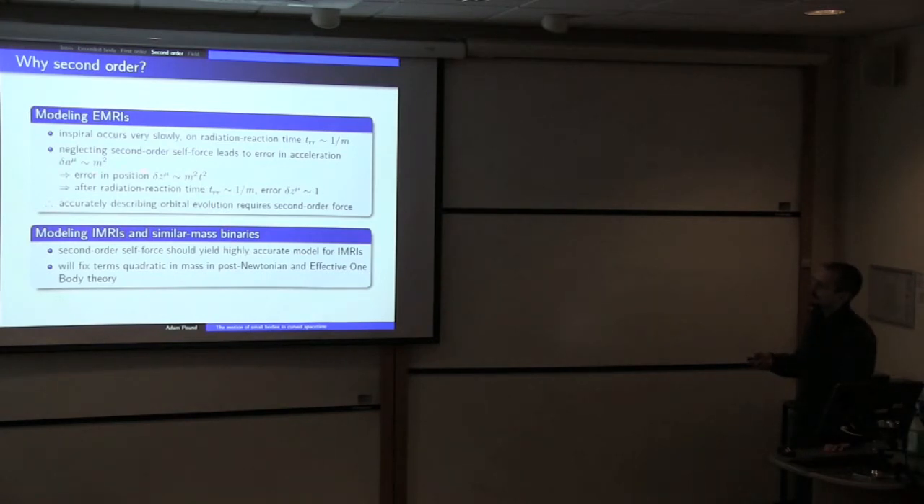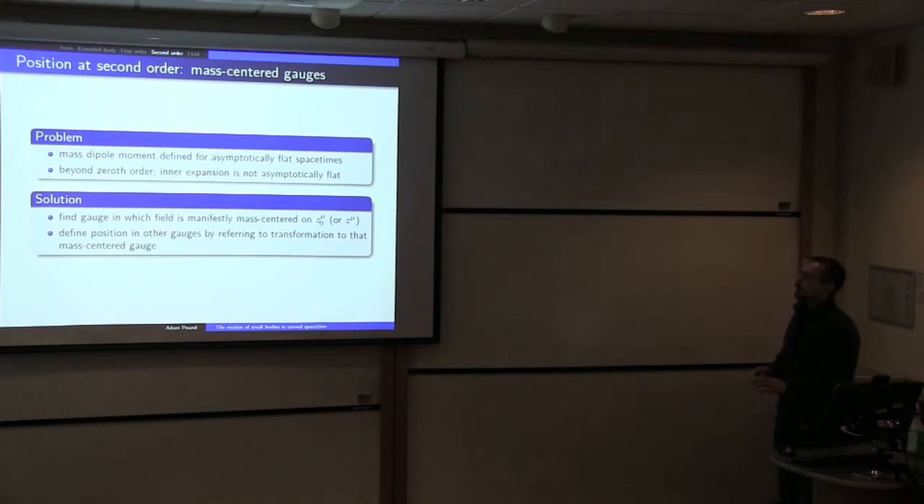If you neglect second order self-force effects, then you have an error in your acceleration, which is of the order of your mass squared. So you integrate this twice to get the error in position, and it's going to be mass squared times time squared. So after a radiation reaction time, this is actually an error of order 1. So you've got a huge error. So you need to include the second order force in order to get an accurate model over an inspiral time. Also, the second order force will help us in directly modeling intermediate mass ratio binaries or comparable mass binaries. And it will fix terms in post-Newtonian theory and effective one-body theory that are quadratic in the small mass.